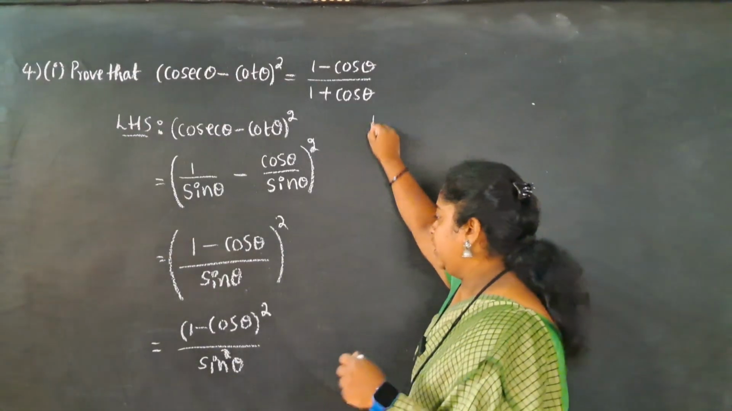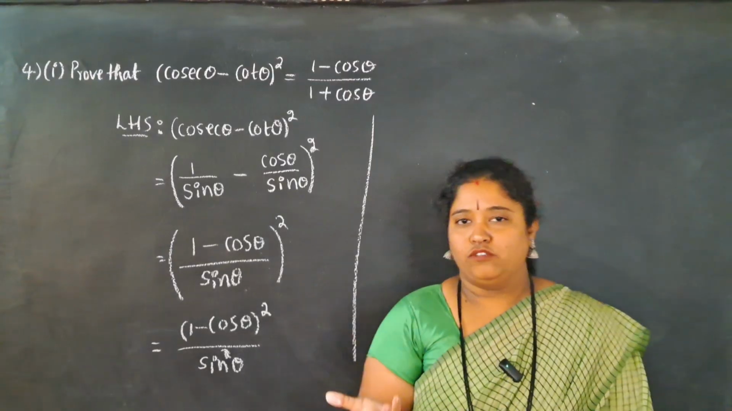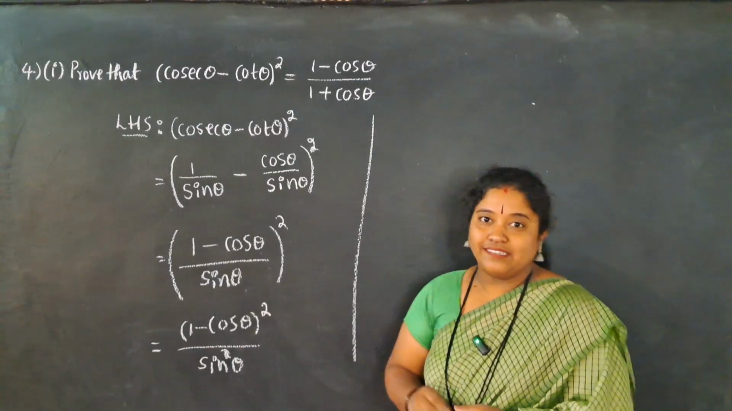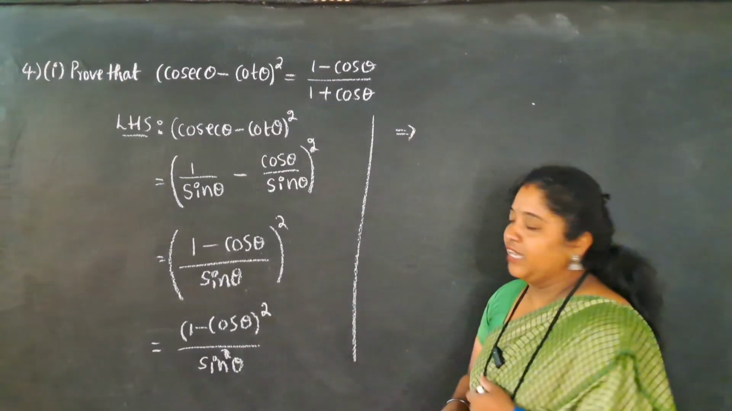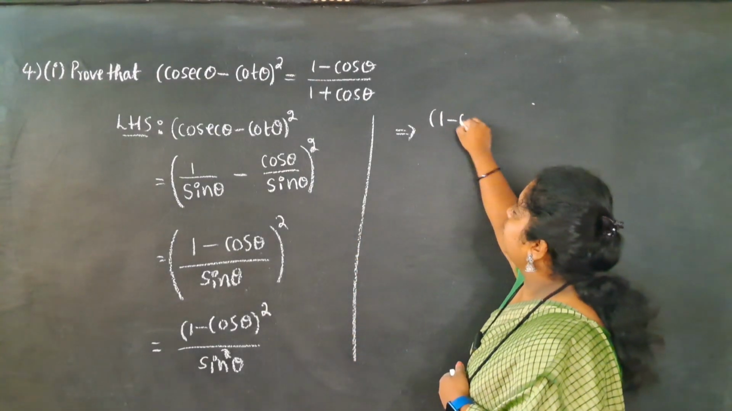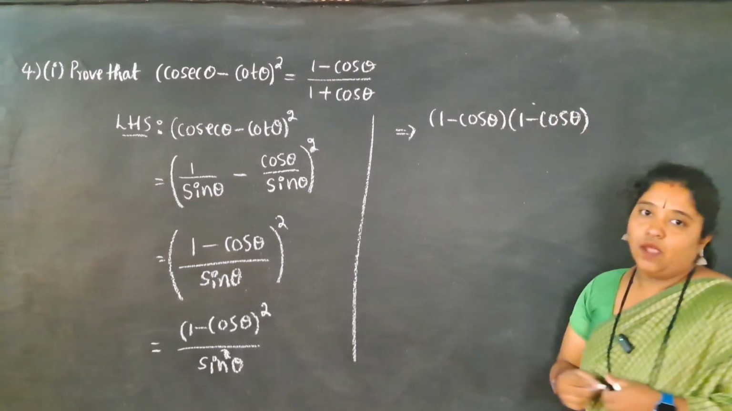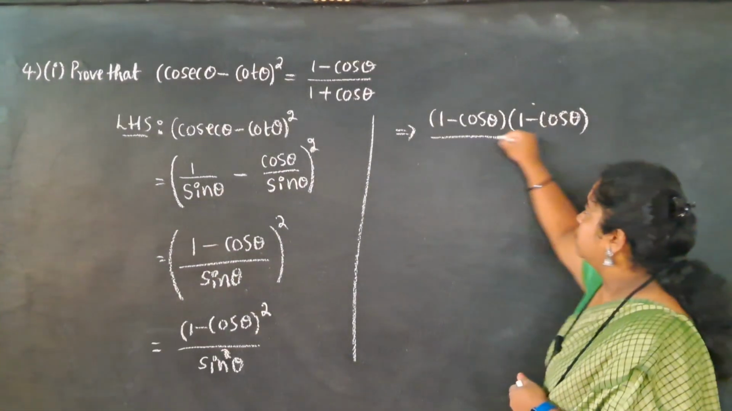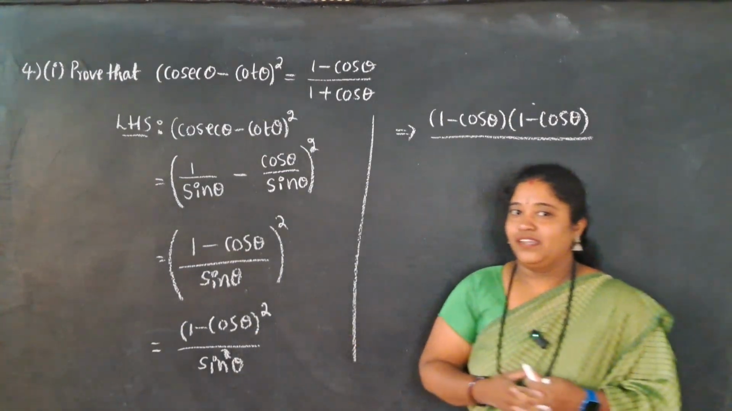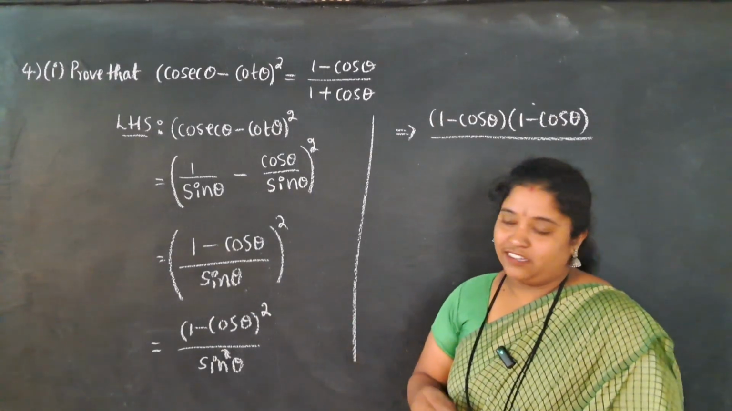I'll simplify this. It will become easy for you to understand now. Dear, 1 minus cos theta the whole square. Square means what? 2 times I am multiplying 1 minus cos theta. Is it not? So what I'll write in the numerator part is 1 minus cos theta the whole square can be written as 1 minus cos theta into 1 minus cos theta, whole divided by what is there in the denominator? Sine square theta. Remember the trigonometric identity, dears.